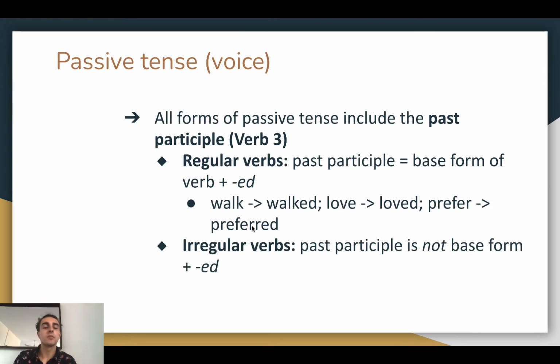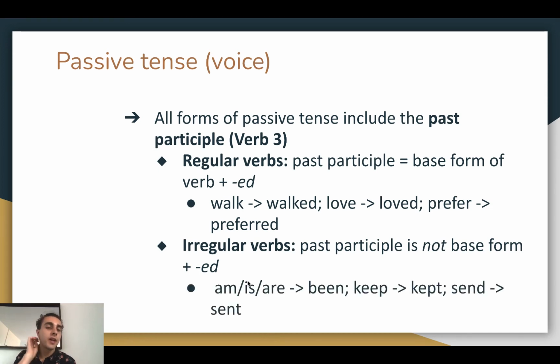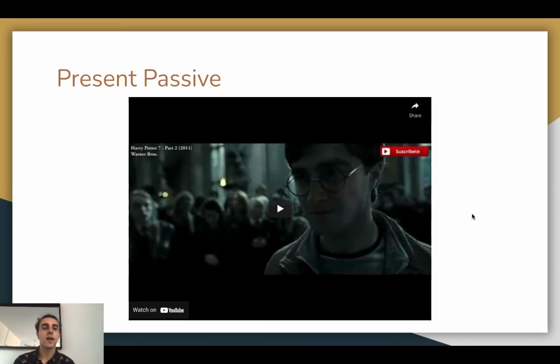Some irregular verbs do not follow that pattern. So their past participle is not the base form plus ed. Some examples are, for am, is, or are, to be, the past participle is been. I am sad, I had been sad in the past. Keep, kept, send, or sent. I send my homework to the professor, I had sent it at 3 p.m., right? Later in this video lecture, I'll be teaching you some irregular verbs and also some strategies for remembering those. So let's first look at the present passive.